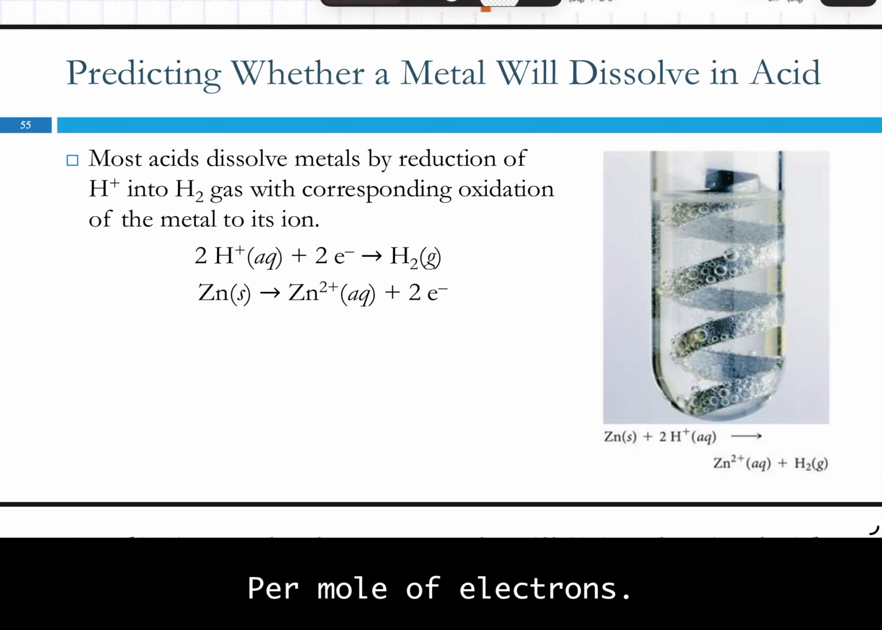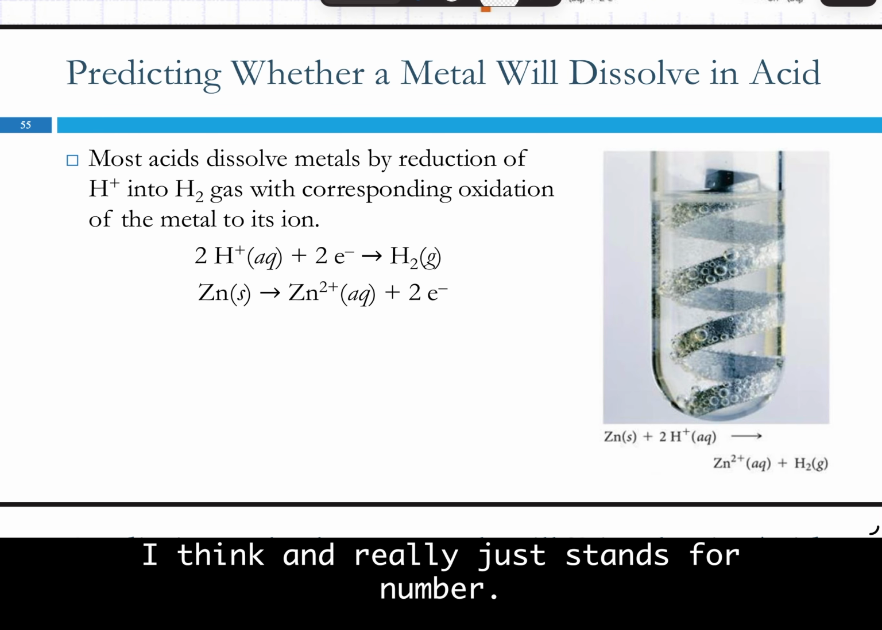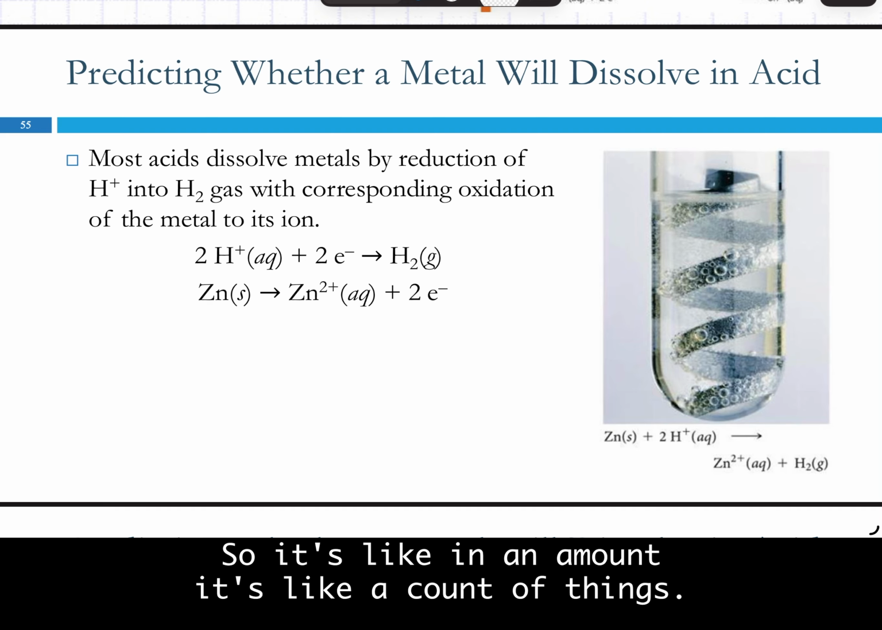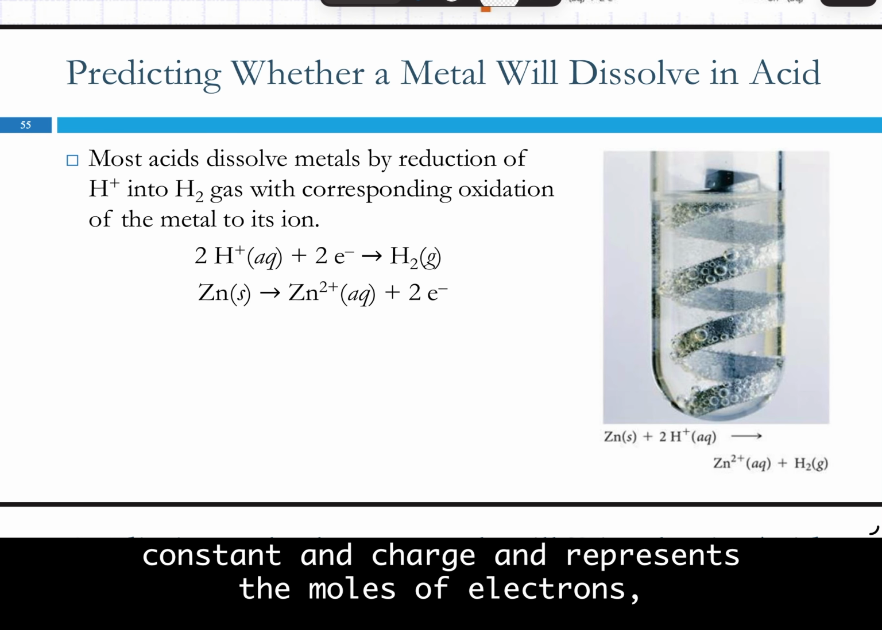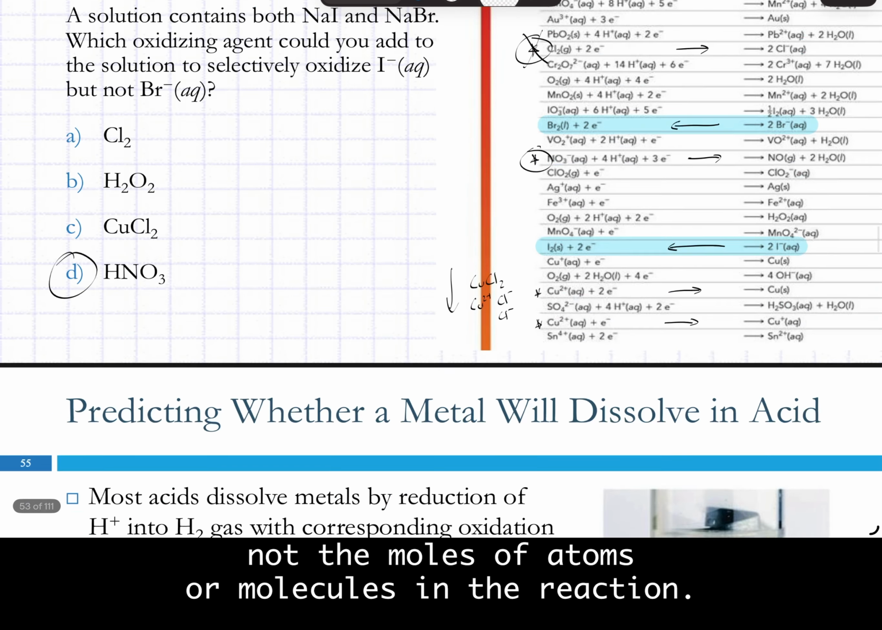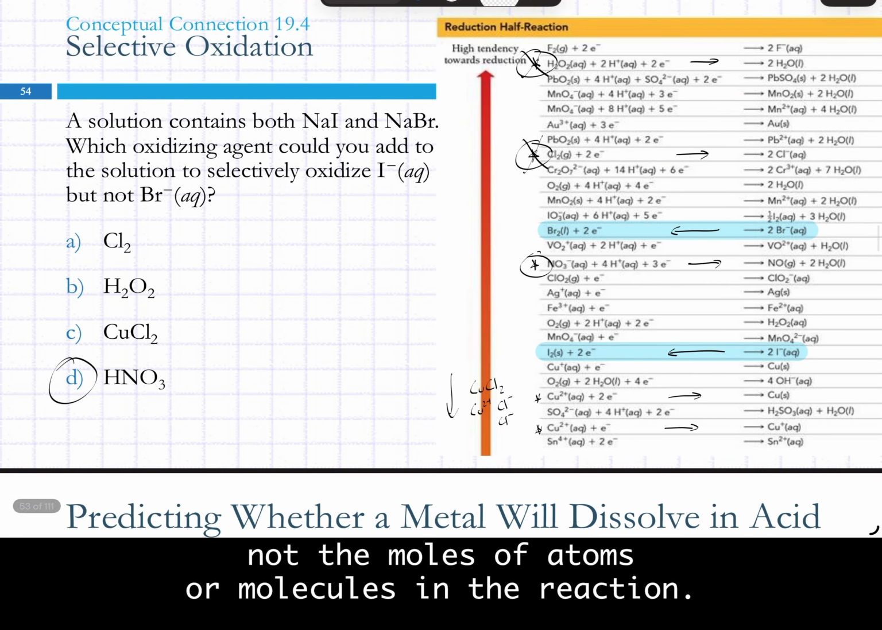Charge per mole of electrons. And so like N, I think N really just stands for number. So it's like an amount, a count of things. So in all of these equations where we're using Faraday's constant and charge, N represents the moles of electrons, not the moles of atoms or molecules in the reaction.